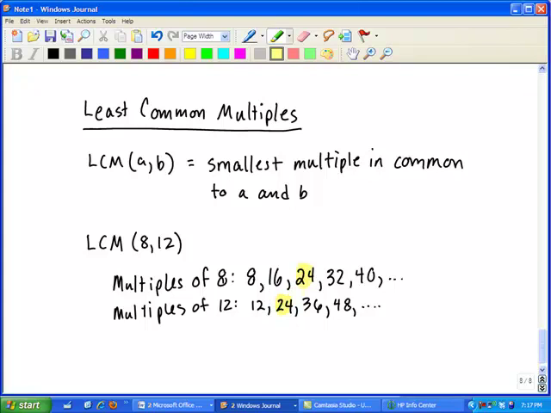Are there going to be other common multiples? Yeah, what would the next common multiple be? 48. Right? But the least common multiple is 24. But this can be kind of a pain if you don't find a multiple for a while. I mean, you could list numbers for a long time. So let's just make sure we have this.